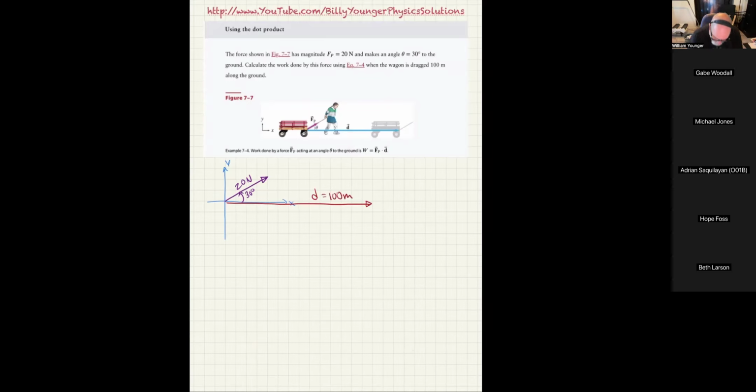Notice I just wrote the d without the vector symbol over it. That's because I wanted to set it equal to the actual 100 meters. Similarly, this one I could just write as FP because I just am talking about the magnitude. So if we figure out what the x and y components of FP are, then we're good to go. So what I'll do is I'll say cosine 30 degrees is equal to adjacent over hypotenuse. So let me draw what that would be.